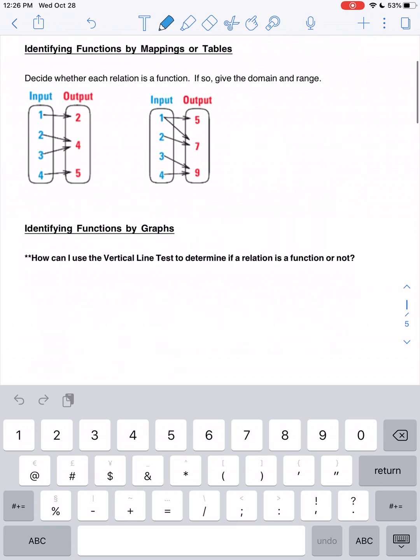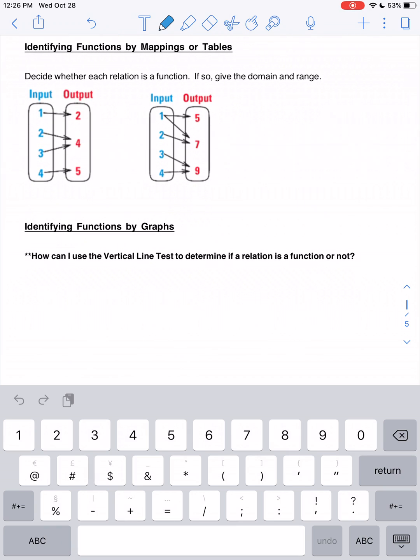So here we go. Here's a visual for you. You put a 1 in, and you got 2 as an answer. You put 2 in and got 4 as an answer. We put 3 in and got 4 as an answer. And we put 4 in and got 5 as an answer. 2 and 3 both had an answer of 4. That's okay. But the second one, if we put 1 in, we got an answer of 5. Then we put 1 in again and we got an answer of 7, an output of 7.